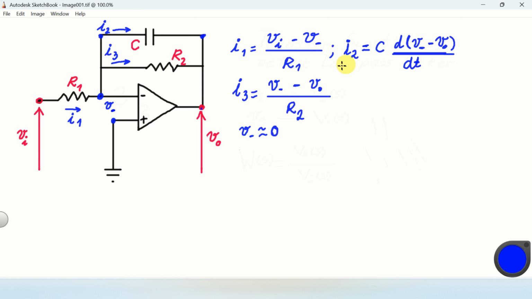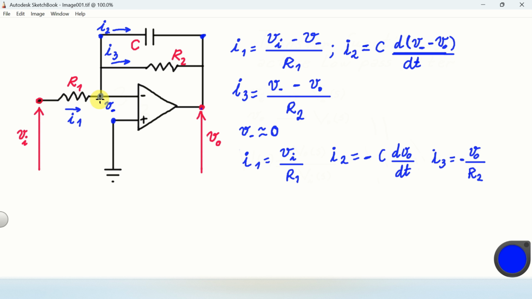And if we substitute this expression in these three equations, we obtain that I1 becomes VI over R1. Then we have that I2 becomes, since V minus is 0, the following: minus C dVO over dt, and finally I3 becomes minus VO over R2.